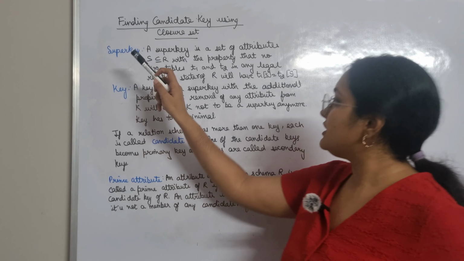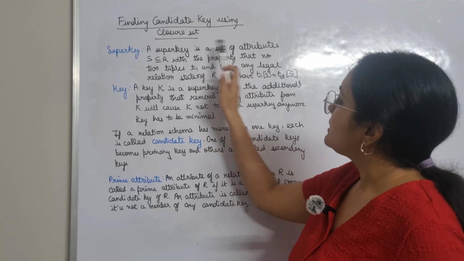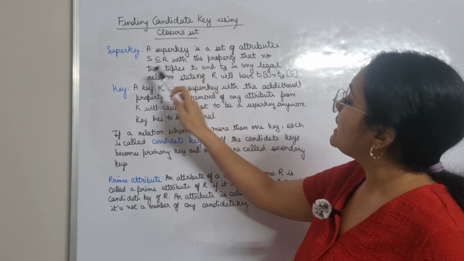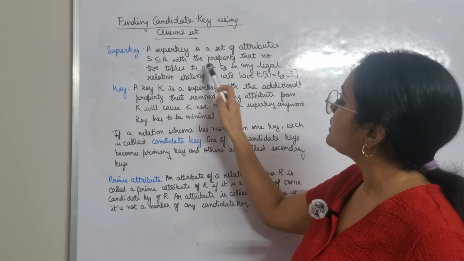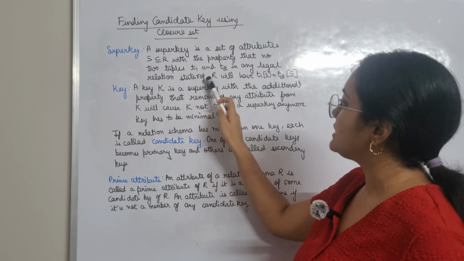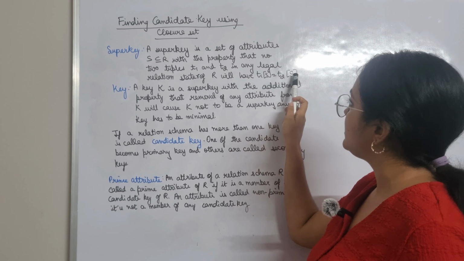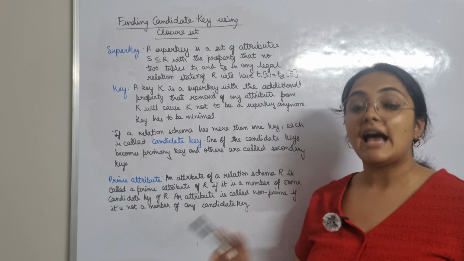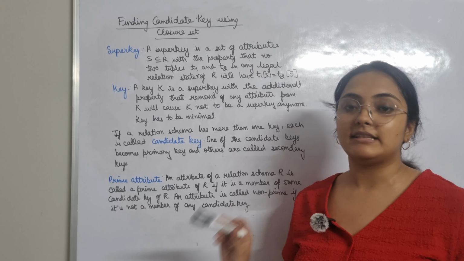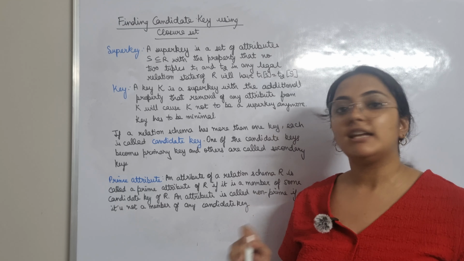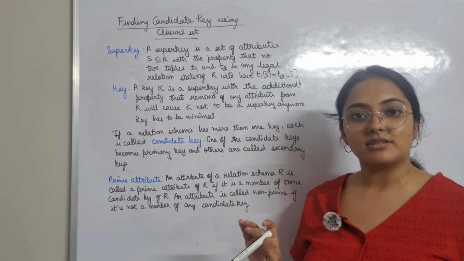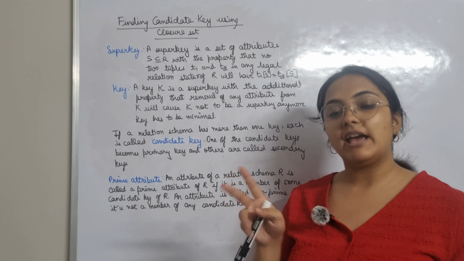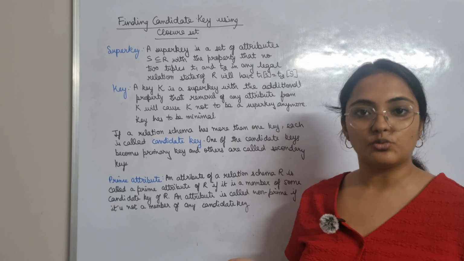So what is the definition? A super key is a set of attributes S, which is a subset of R, with the property that no two tuples T1 and T2 in any legal relation state of R will have T1[S] equal to T2[S], which means no two tuples in any relation schema will have the same value for S, where S is the super key, right? Only then we can uniquely identify each tuple in the relation schema, when for two tuples we don't have the same value. If we have the same value, then we cannot say that it is a super key.